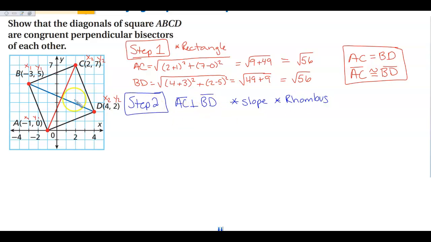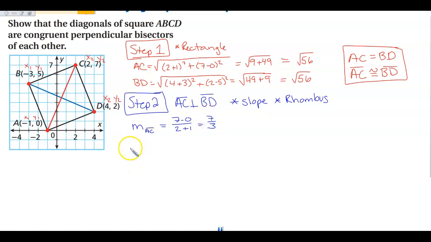We are showing that if AC and BD are perpendicular, we know that that is a property of a rhombus. So we've got a rectangle property, now we need a rhombus property. I'm going to find the slope of AC. Remember, slope is y2 minus y1 over x2 minus x1, so it's y's on top. So I'm going to do 7 minus 0 over 2 minus negative 1. So we're going to have 7 over 3.